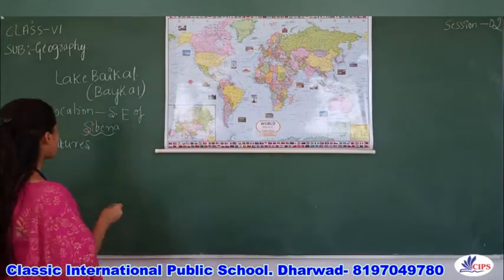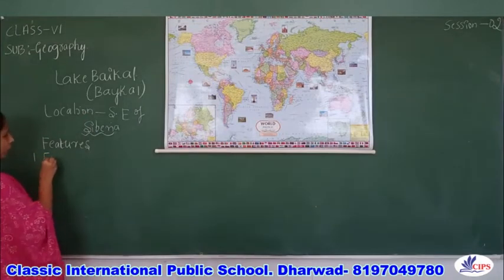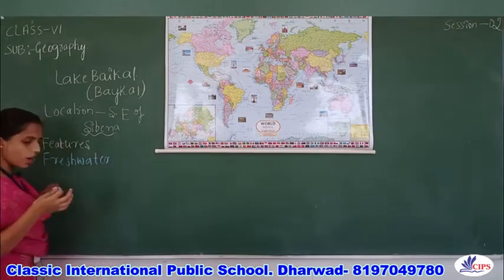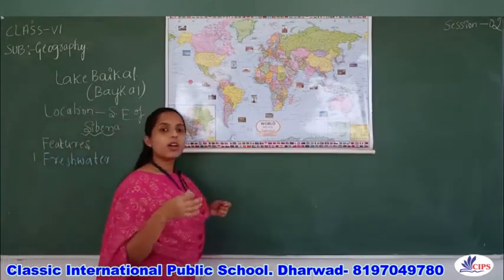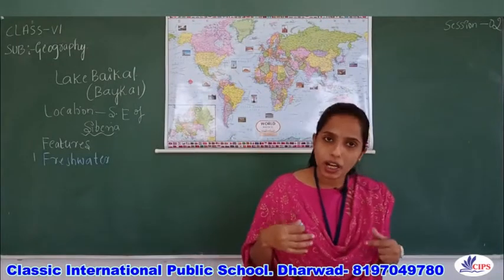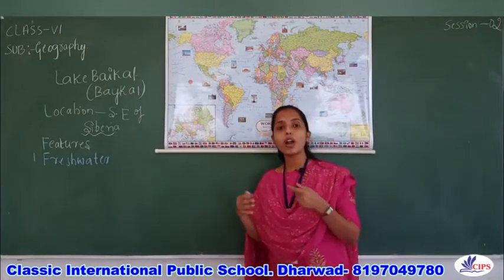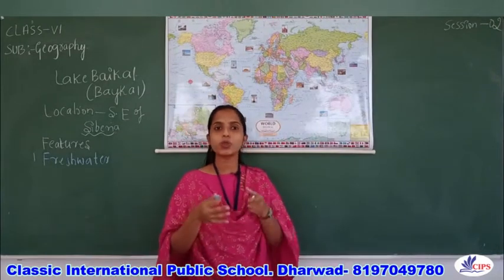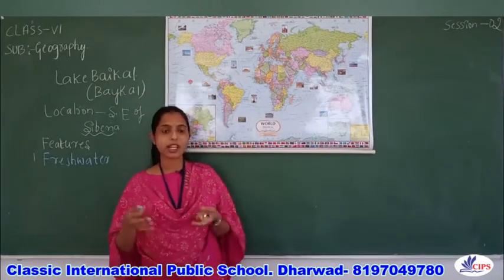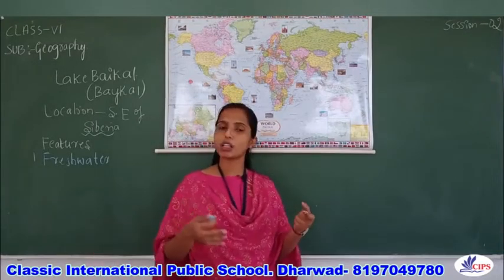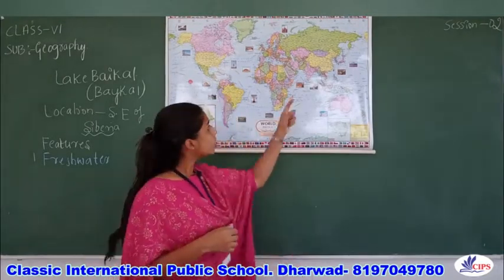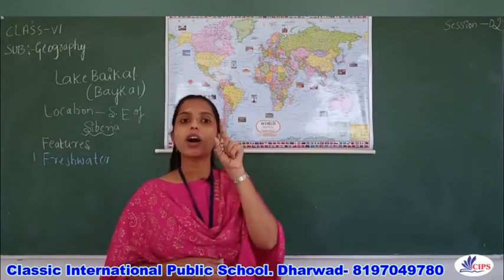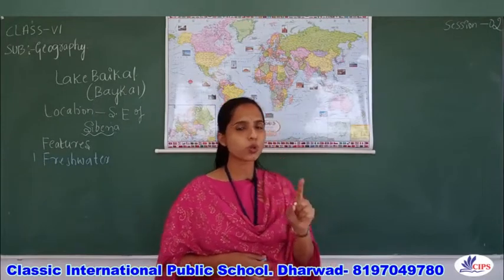What is a freshwater? Freshwater is the one which we can use for drinking also. That means the water does not have the salt content and can be used for drinking. The water which is potable. The water which can be used for various other purposes like irrigation or for other utilities. So, this Lake Baikal is a freshwater lake. It is not a brackish water or a salt water lake.